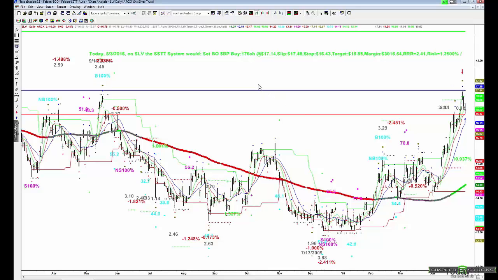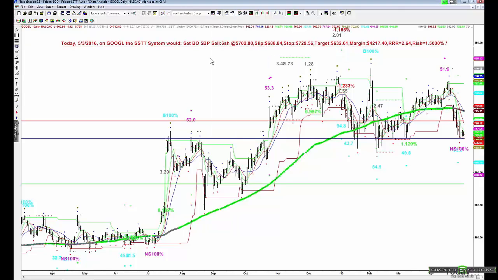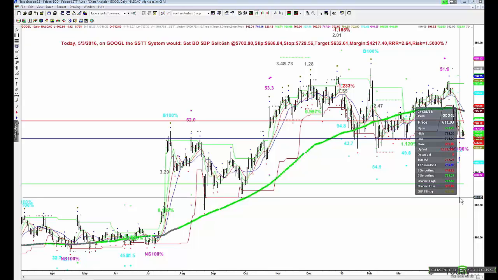Just to show you a potential short trade, let's go look at Google L. This is also a breakout trade. However, this time we're looking to go short. So our entry is going to be a few cents below this low on April the 28th.